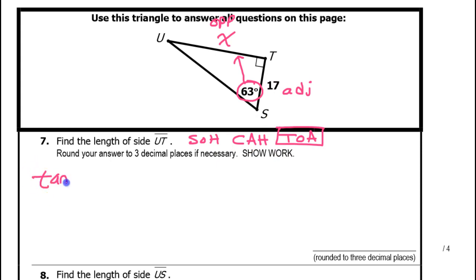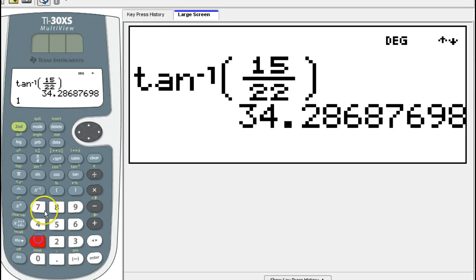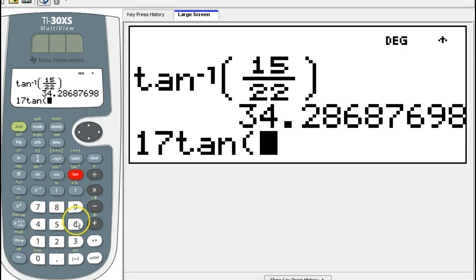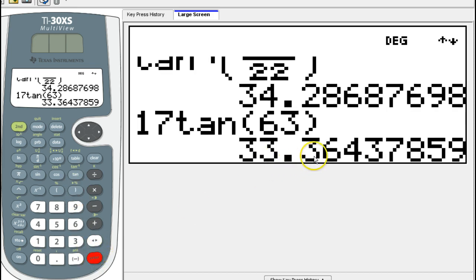So the equation is tangent 63 is equal to opposite over adjacent, so that's going to be x over 17. When the variable is in the denominator, you multiply by the denominator on both sides, so that will give me 17 tangent 63 is equal to x. 33.364.